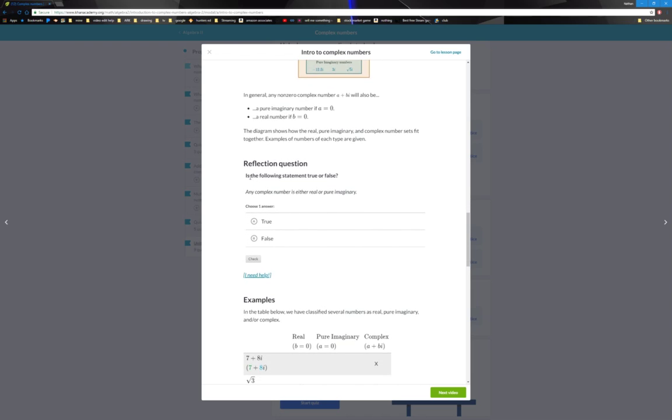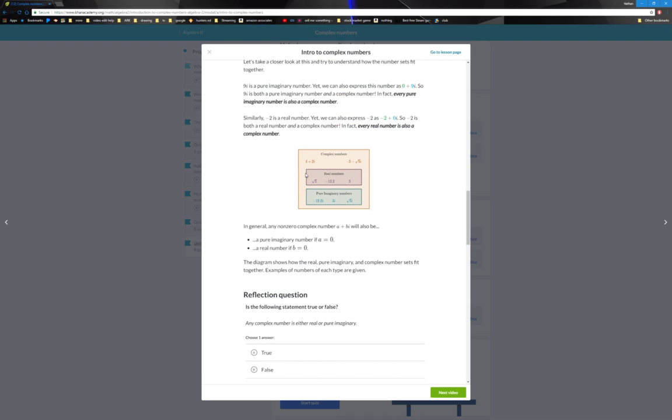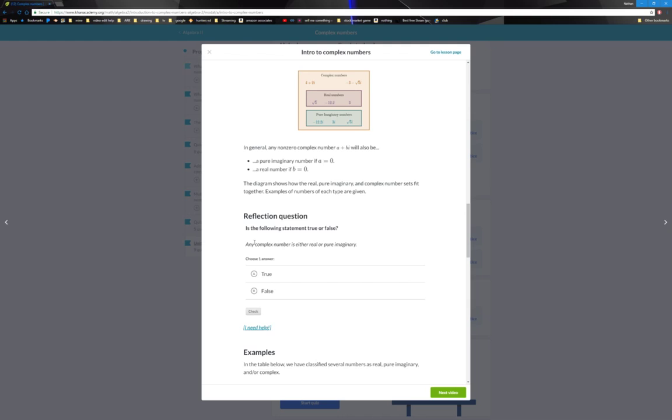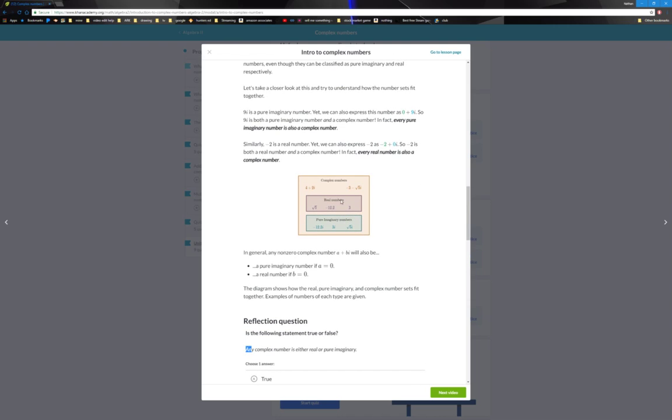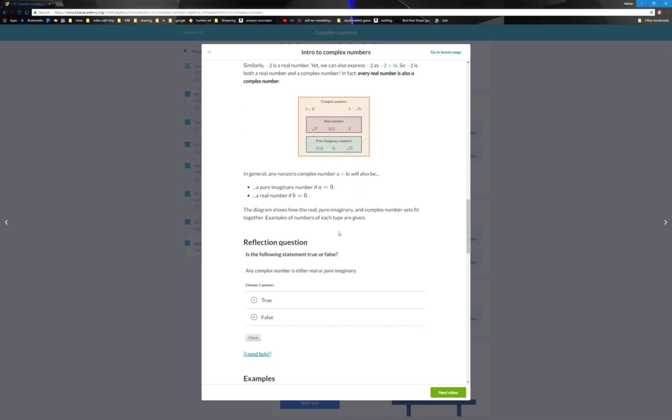Is the following statement true or false? Any complex number is either real or pure imaginary. Well, these are all complex numbers, and these are also complex numbers. But any complex number, another way you could say it is every complex number is either real or pure imaginary. Well, these are real numbers, and these are pure imaginary, which means there shouldn't be any other numbers anywhere in this box, but there are numbers that are just complex numbers, and they're not real numbers or pure imaginary. So this is a false statement.